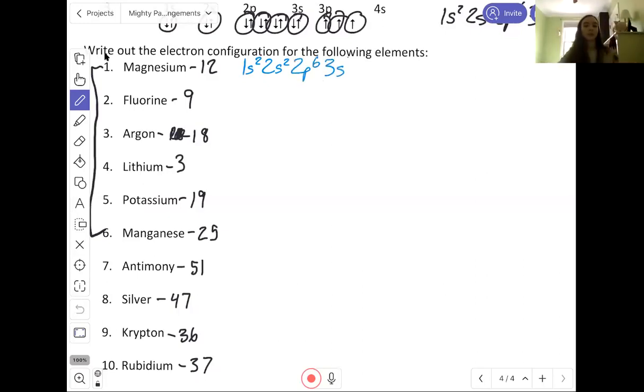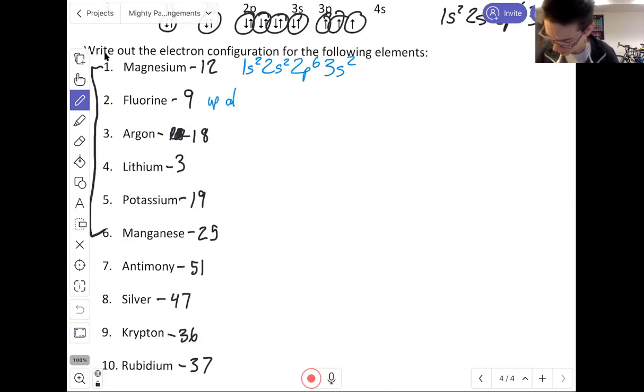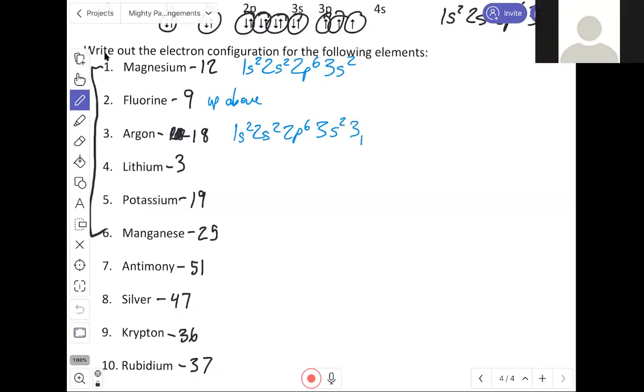Yeah, good. And then it ends there, right? 1s2, 2s2, 2p6, 3s2. Okay, fluorine's up above, so we're going to skip that one. You can check yourself up there. Argon with 18. We know it at least has magnesium's configuration, right? So 1s2, 2s2, 2p6, 3s2, and then what does it do? 3p6, because you add 6 to 12 and you get 18 and it's done.